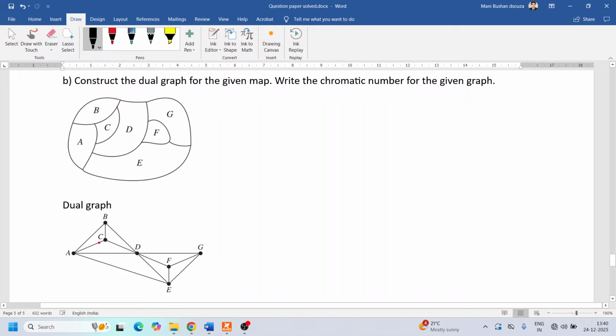C to A is already there. C to B is already there. C to D, there is a connection between C and D. You draw an edge there. Now coming to D here, D to A, D to B, D to C is already taken.